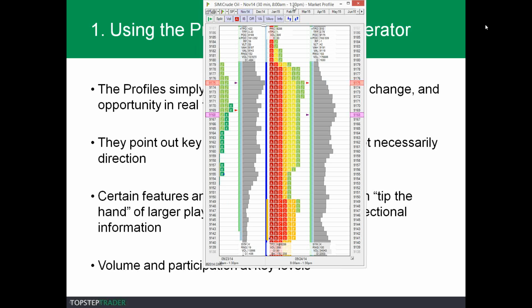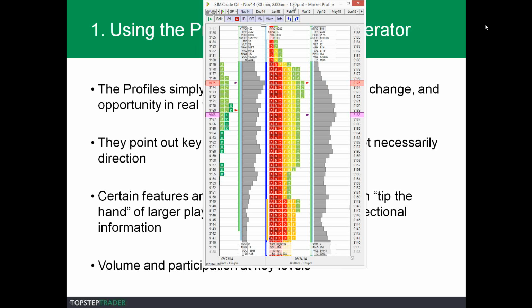Even if you're not looking at a 30-minute chart, a lot of the same information is in there, and profiles can be set for different time periods. That's a webinar for another day. The profile picture is going to change in real time as new information comes to the market.